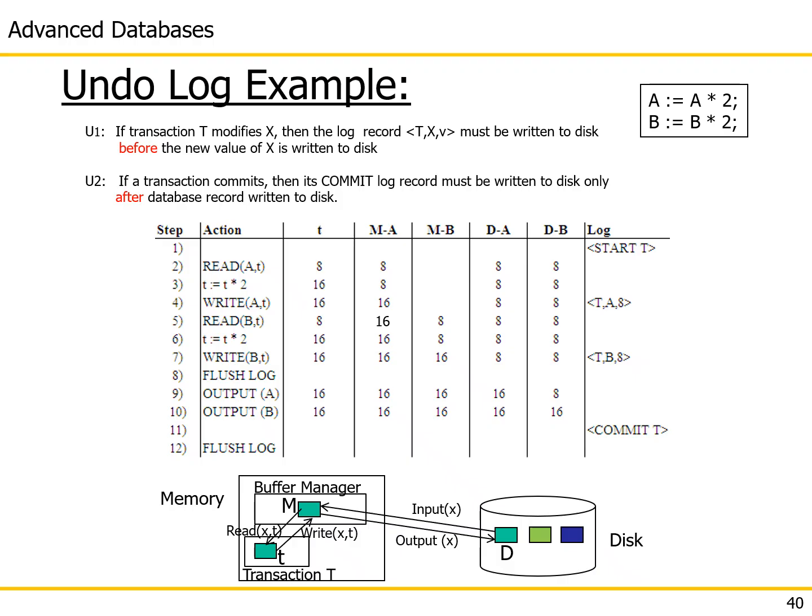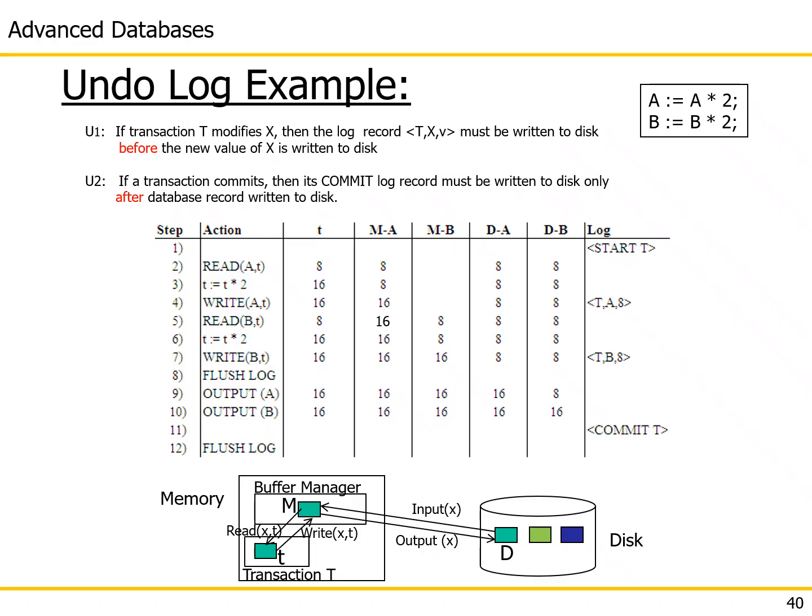So it has 10 steps basically. Okay, after it there is nothing. So only after doing the 10th step, which is output B, the commit T is written to the log. And because of the following flush log on line number 12, you have this commit T going to the log.